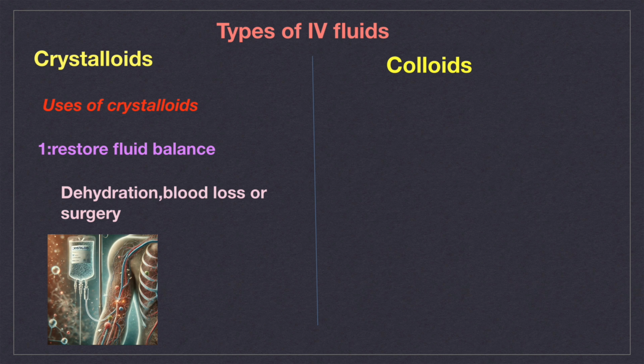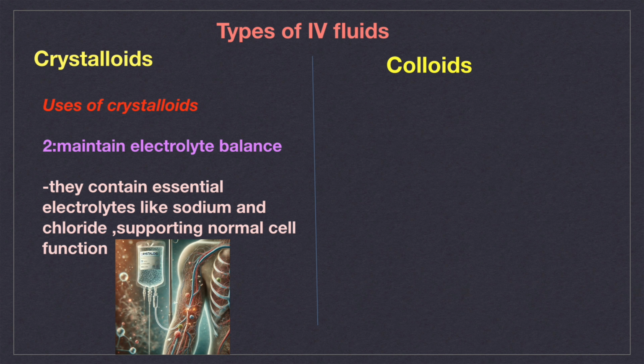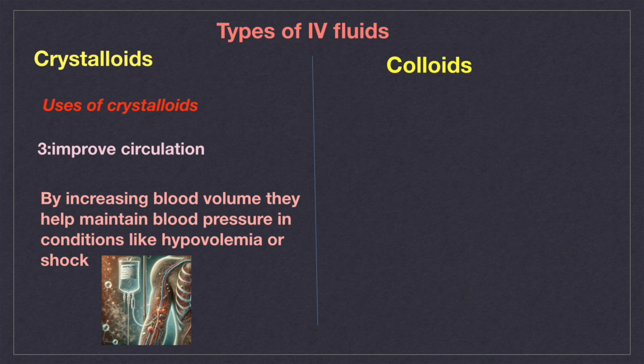First one, restore fluid balance. They help replace lost fluids in dehydration, blood loss, or surgery. Second one is maintain electrolyte balance. They contain essential electrolytes like sodium and chloride, supporting normal cell function. Next is improve circulation. By increasing the blood volume, they help maintain blood pressure in conditions like hypovolemia or shock.